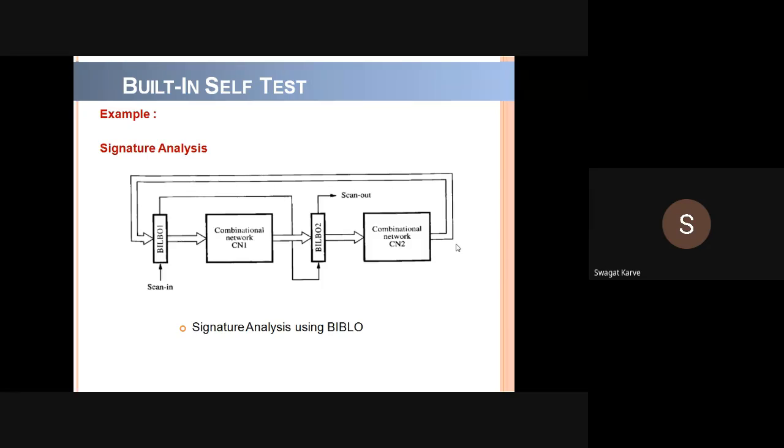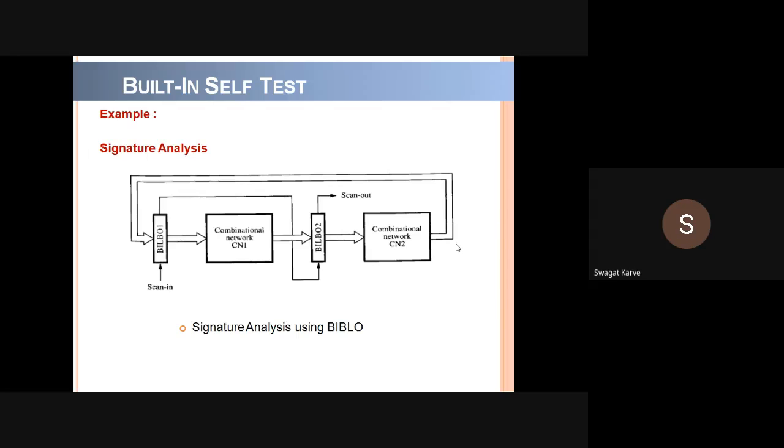So test compacting scheme, that means if you have say 16 different test vectors, and now if you want to compress that 16 into 8, you can use this signature analysis circuit. To reduce the number of sets, it will reduce the number of test vectors required for the testing purpose. Okay, so this is about the signature analysis circuit.